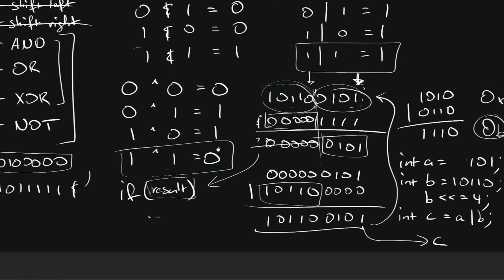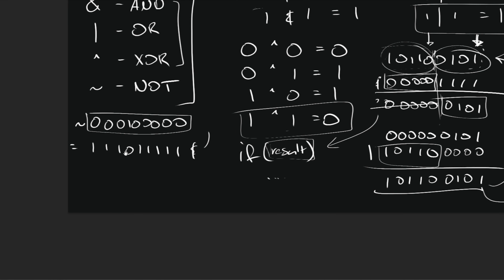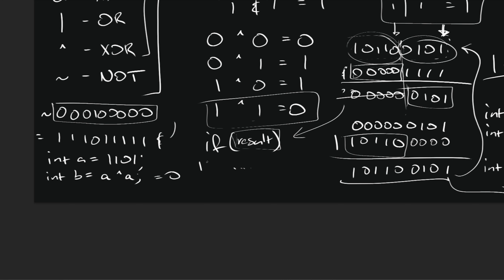Now, what's interesting and a little bit unique about this XOR operator is if you have a value such as this and you XOR it with itself, so if I had int a equals, well, let's just say this, and then I did int b equals a XOR a, right? So I'm XORing it with itself. This will always give me 0. The reason is that obviously if we take 1101 and we XOR it with 1101, none of the bits are exclusive. They're all the same because it's the same exact value. So it will always return 0.